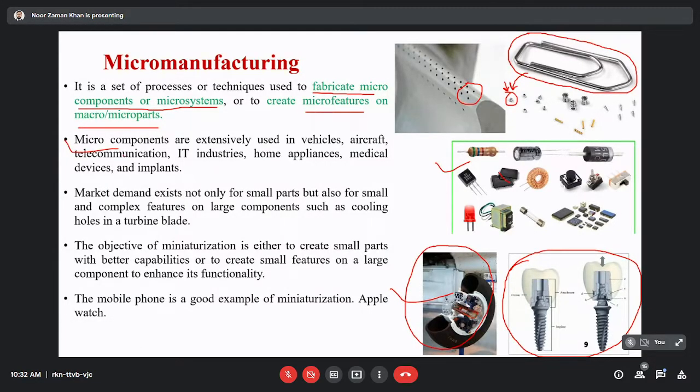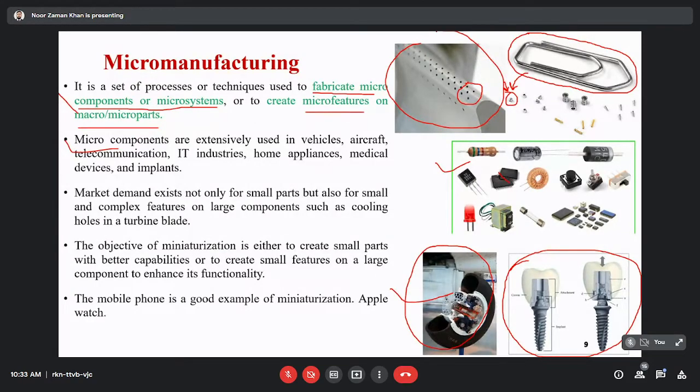So presently the market demand exists not only for small parts but for small and complex features also on a large component. For example, cooling holes in a turbine blade, or micro fins. If you see the micro fins on a large surface, they increase the heat transfer, and similar others.